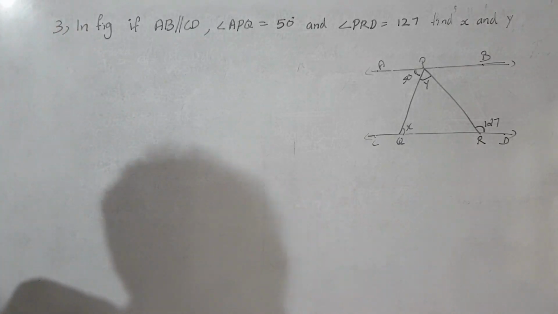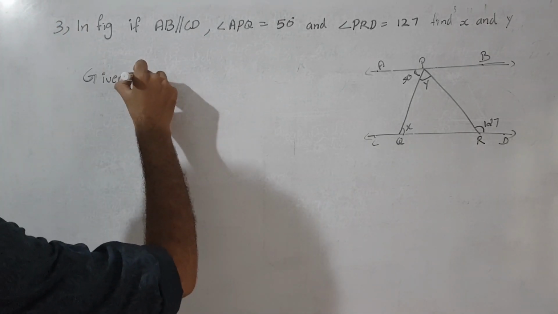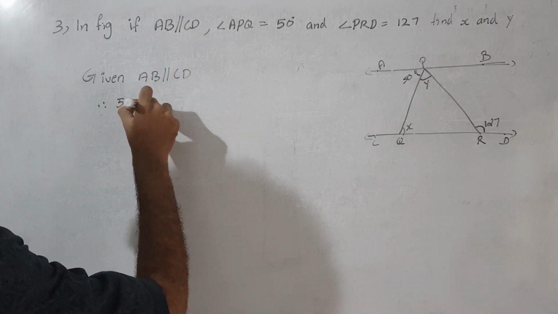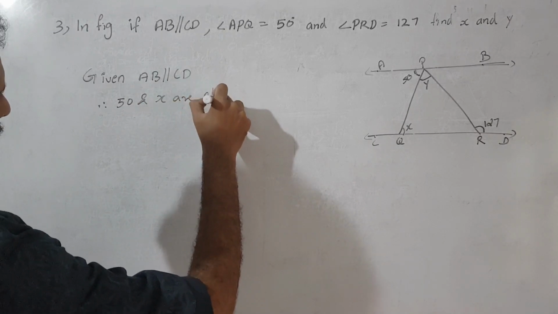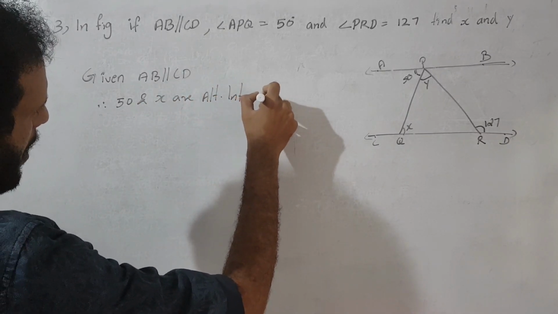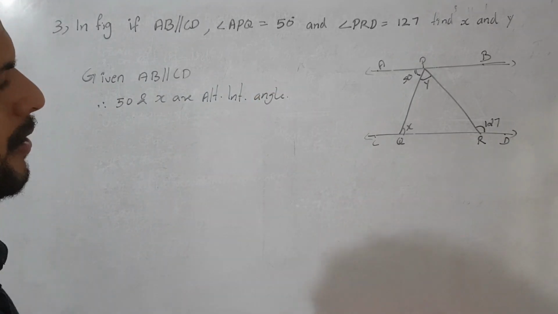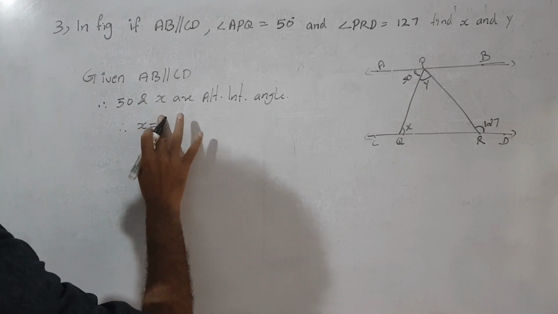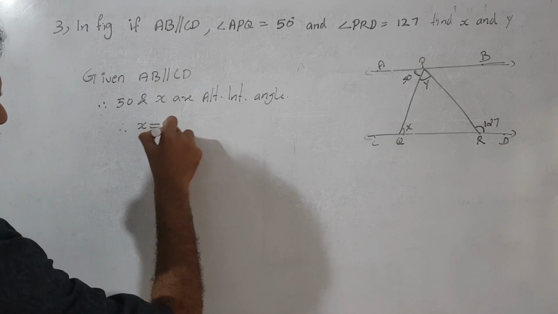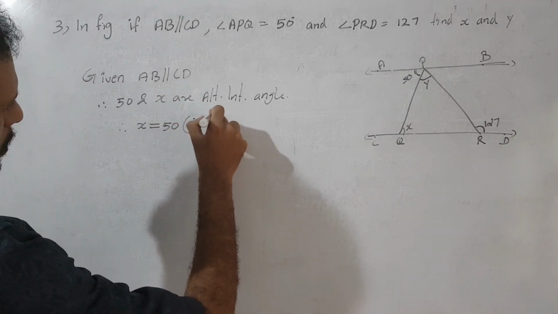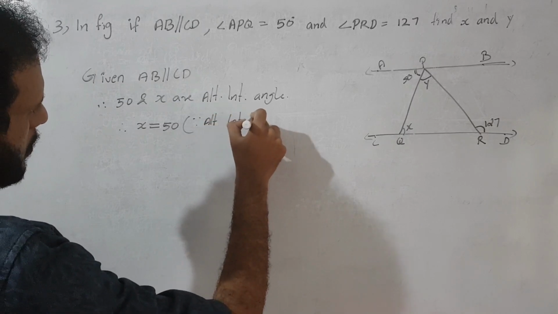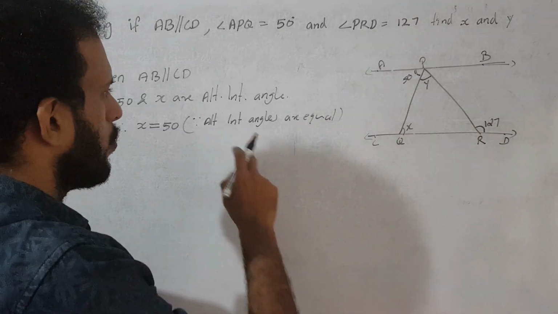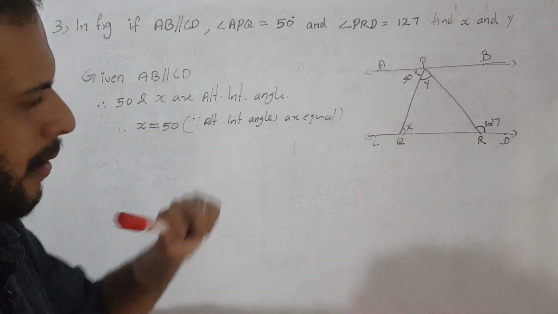Okay, so how do we start? Given AB parallel to CD, therefore 50 and x are alternate interior angles. Therefore, x is equal to 50. What is the reason? Since alternate interior angles are equal when the lines are parallel.